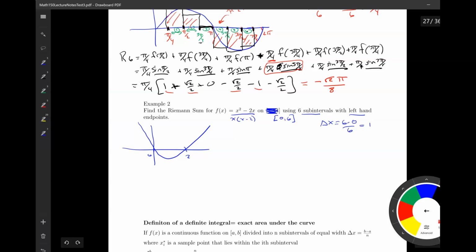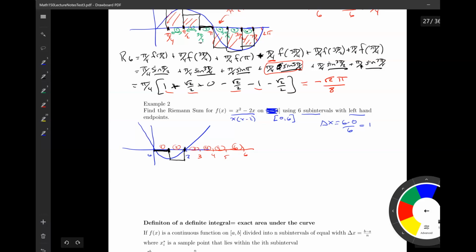So my first rectangle will go between 0 and 1. There's rectangle 1, rectangle 2, and then rectangle 3, 4, 5, and 6. So those are the edges for my rectangles. Rectangle 1 using left-hand endpoints, between this edge point and this edge point, there it is, that's the rectangle. Rectangle 2, between these two edge points, I'm using the left-hand endpoint, there it is.